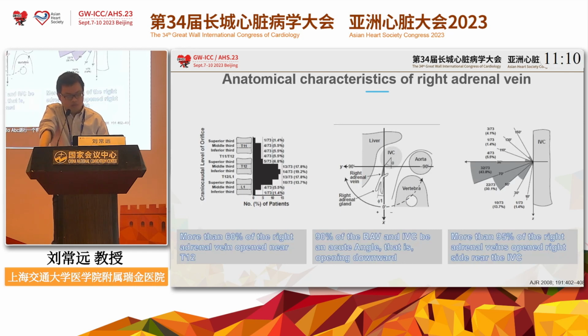According to our experience, more than 60% of the right adrenal veins open near T12. More than 90% of the right adrenal vein and inferior vena cava form an acute angle that is opening downward. More than 95% of the right adrenal veins open on the right side near the inferior vena cava.